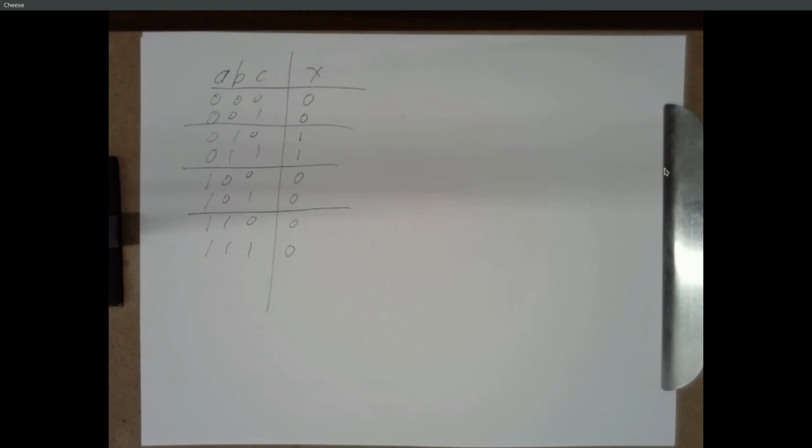And then using the idea of sum of products, come up with an explicit sum of products for X in terms of A, B, and C. Just by writing down the two product terms that correspond to those ones. And then we're going to play with that.